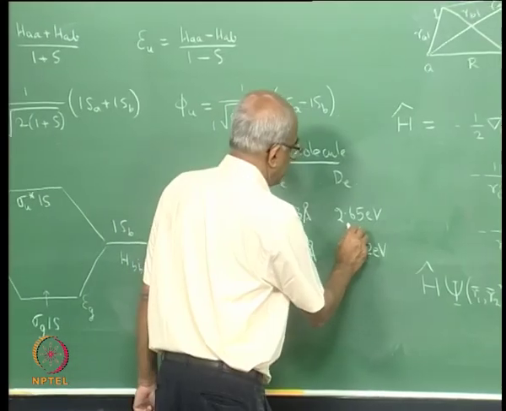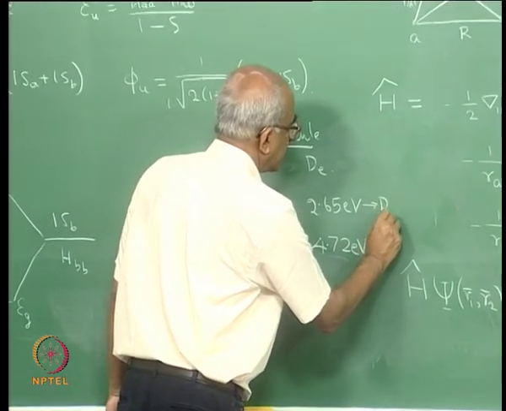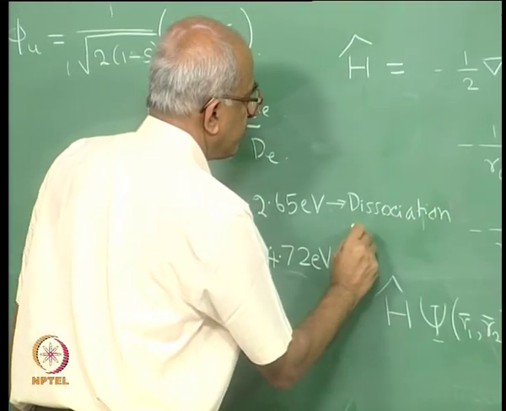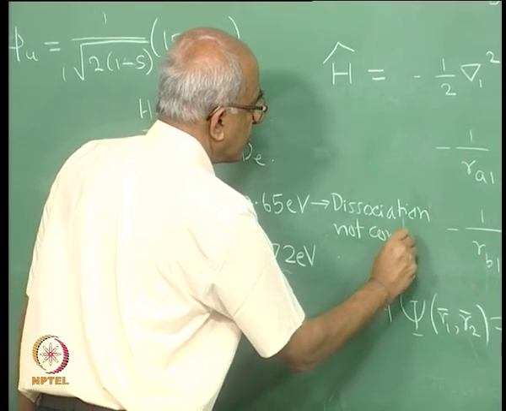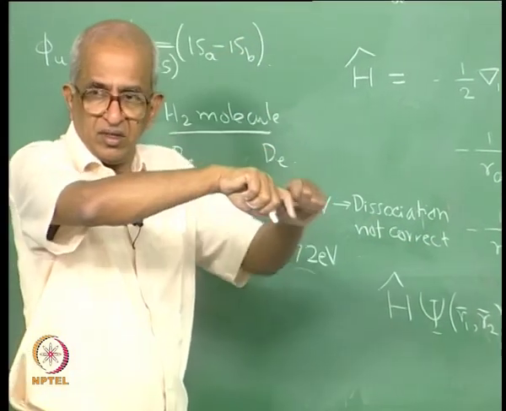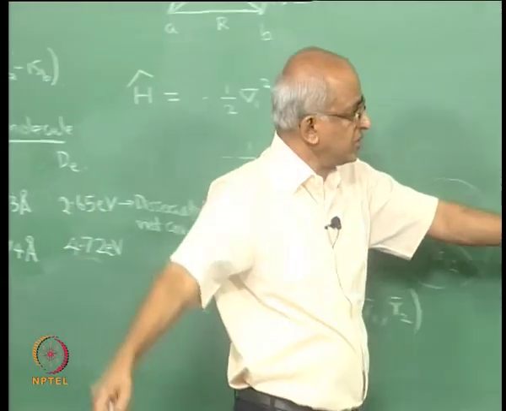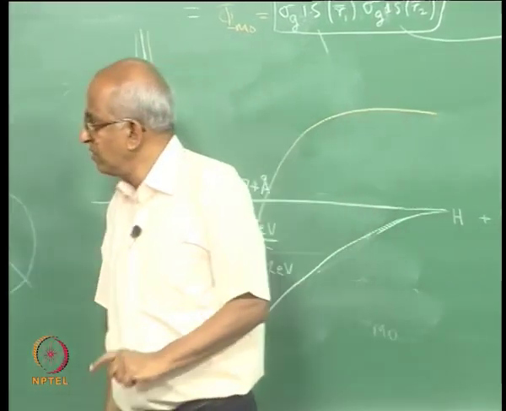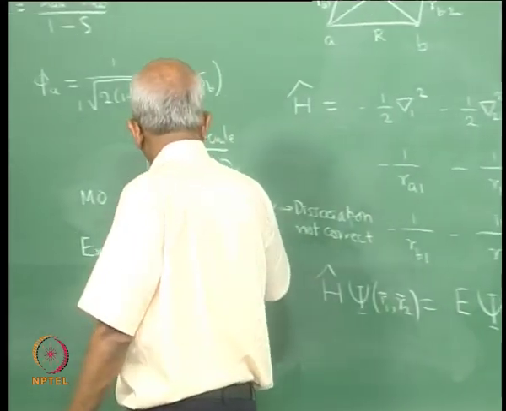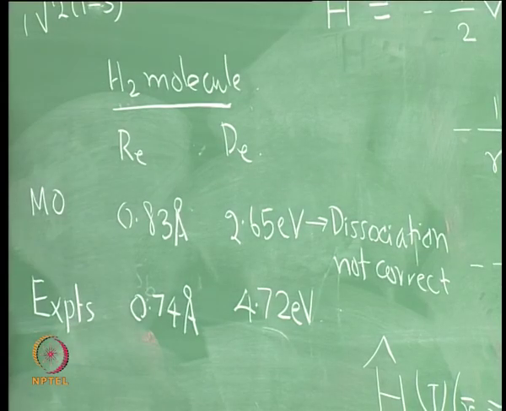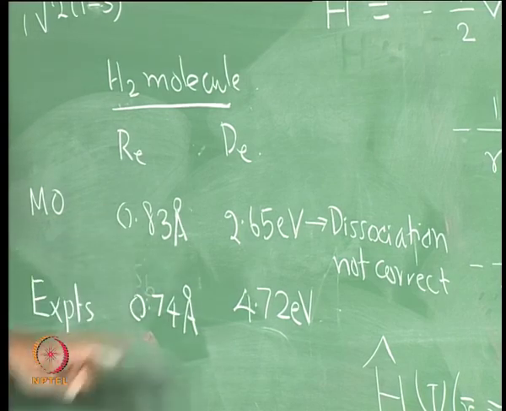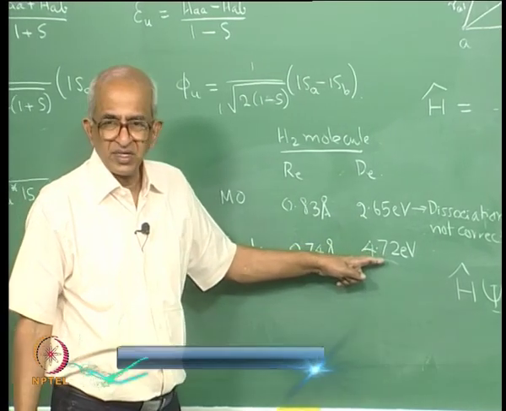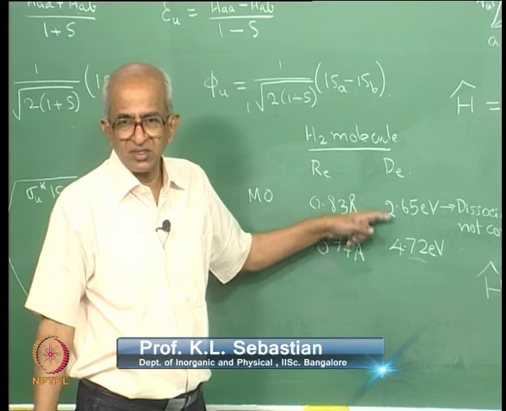In addition, of course, I have pointed out that this does not describe the dissociation of the system correctly. There is some problem, because if I calculate the energy of the dissociated system, it should coincide with the energies of two hydrogen atoms, but it does not do that. Now, if you compare the bond lengths, the difference is not very great, it is okay, 0.74 and 0.83, but the dissociation energy itself is, roughly speaking, something like 55–60% of the actual value.